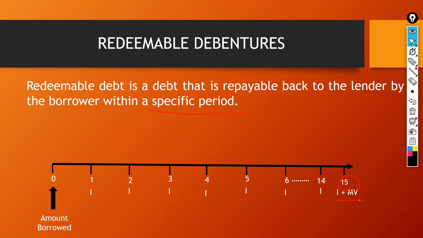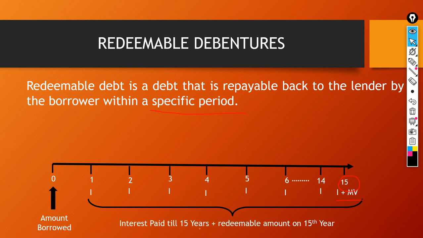So this will be your amount borrowed, and till this time period you have to pay interest till 15 years plus the redeemable amount you have to pay at the end of the 15th year. So this is forming a part of annuity.